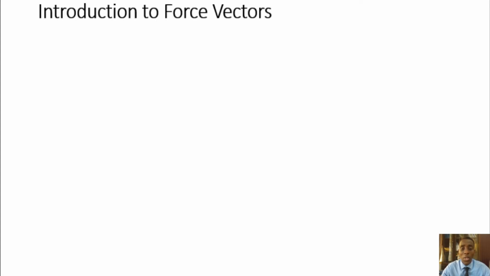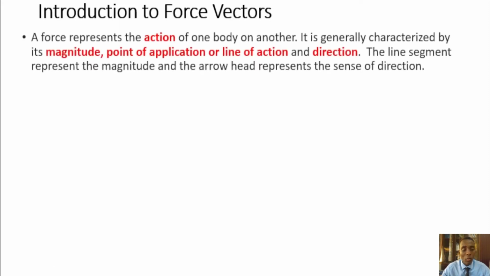In this video, I want to explain to you a force as a vector. Now a force represents the action of one body on another, and so it is generally characterized by its magnitude, the point of application or the line of action, and then the direction. Now the line segment represents the magnitude and the arrowhead represents the sense of direction. Okay, let's try to illustrate a force as a vector.